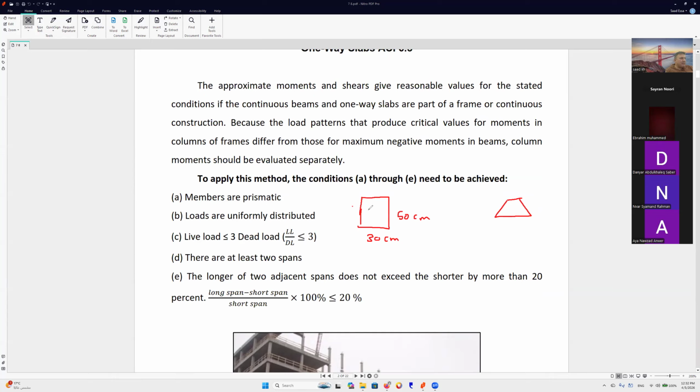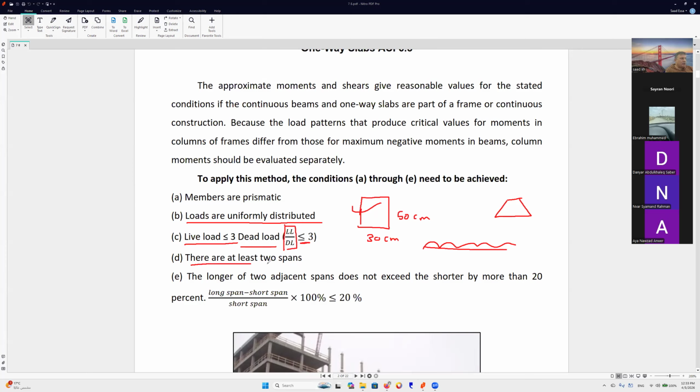So we have prismatic members, and the loads are uniformly distributed. We have the limitation that the live load over the dead load should be smaller than or equal to 3. This is important. We can say live load over dead load is smaller than or equal to 3.